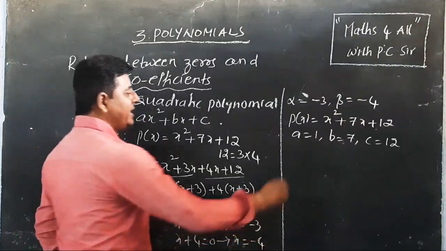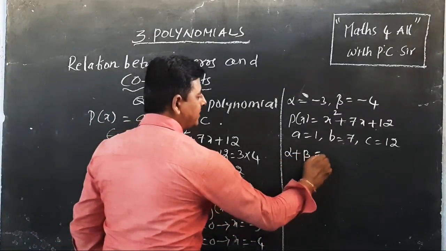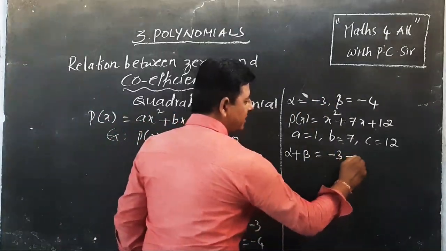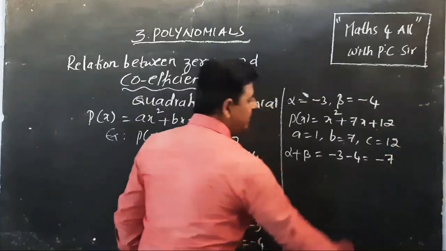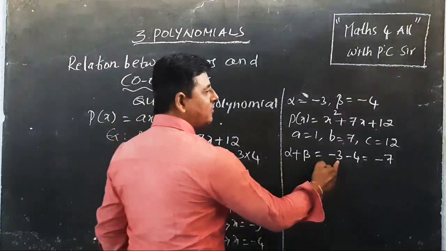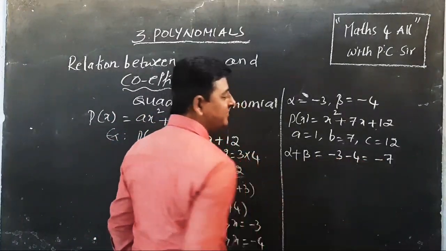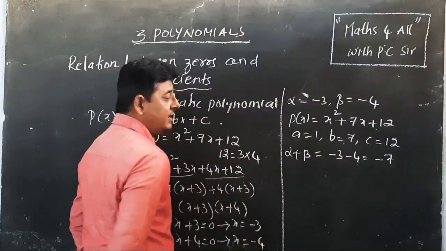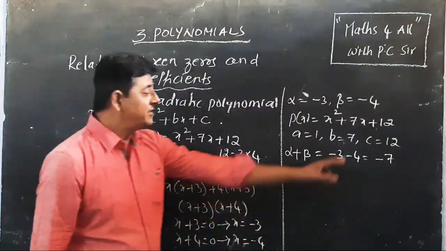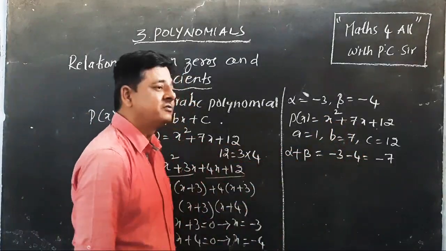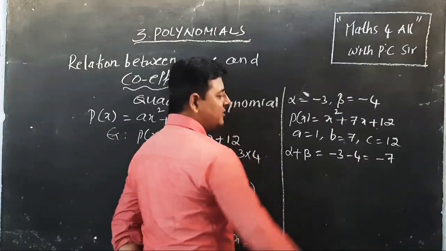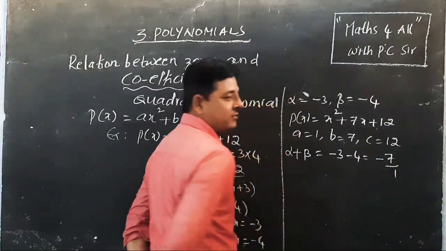Now I am taking alpha plus beta. You got the zeros minus 3 and minus 4. What did we get? Minus 7. We got alpha plus beta is equal to minus 3 minus 4, that is minus 7. And here, take the ratio of the coefficient of x to the coefficient of x square. Minus 3 minus 4, you got minus 7. This you can also write as minus 7 by 1.